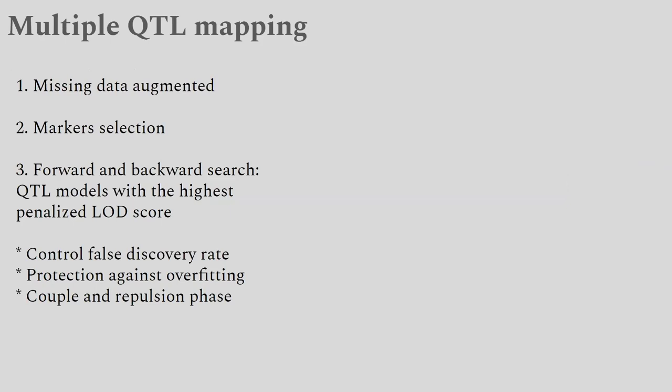I used a technique called multiple QTL mapping, which is really sort of an algorithm that helps you control for false discovery rates. It protects against overfitting. There's a tendency to just keep adding more and more QTL and explaining more of the variance in your model, which is not correct. Also, this technique protects against QTL that are in coupling or repulsion phase.